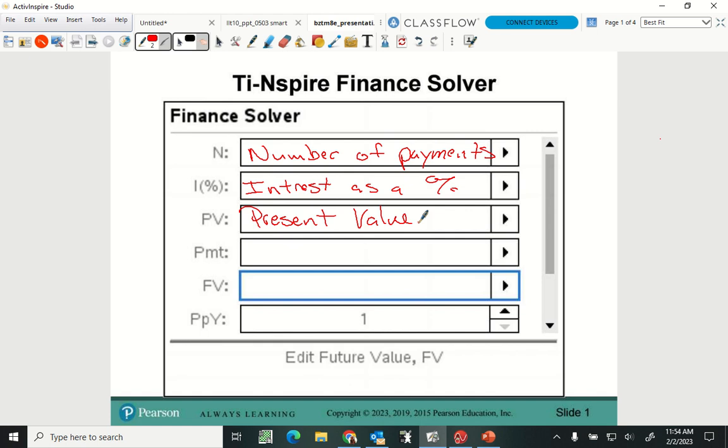If you borrow money, that is a negative. If you borrow money, it is a negative.